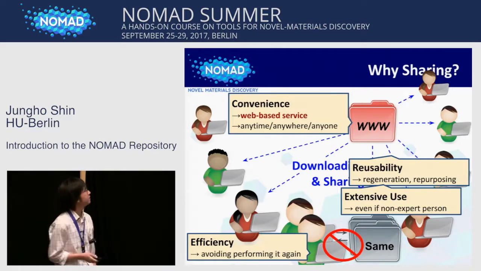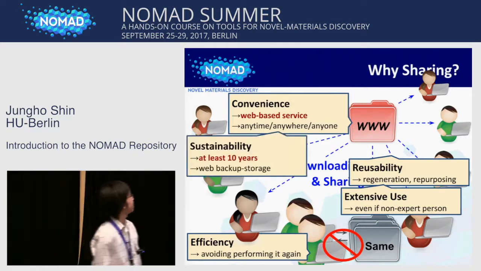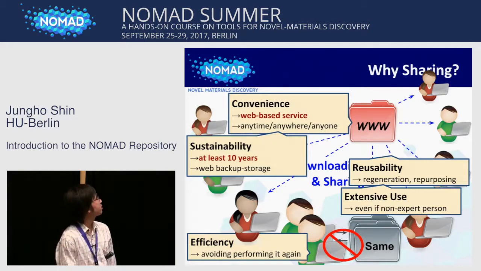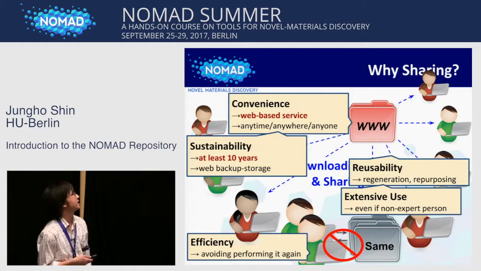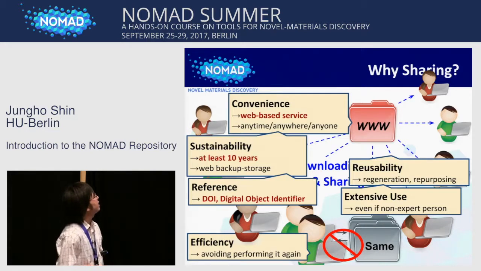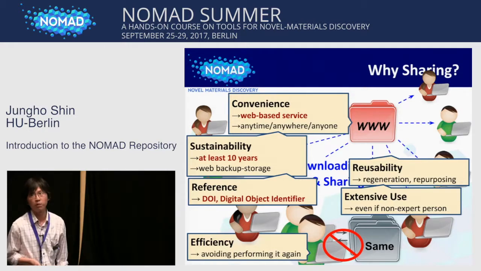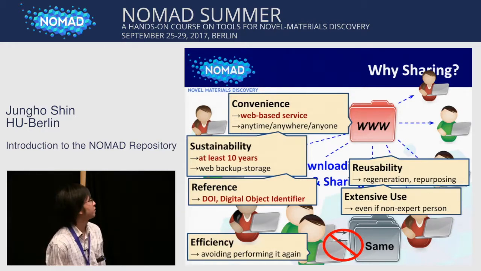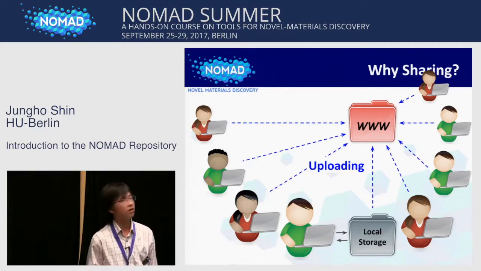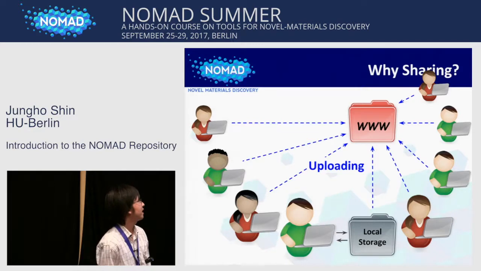So it's very convenient. And for sustainability, for example, we guarantee storing the files for at least 10 years, and it can be used as a kind of web backup storage. And also for reference, for example, a digital object identifier (DOI) can be offered to the people from the repository. So in this way, people would like to upload their files into the repository again and again.